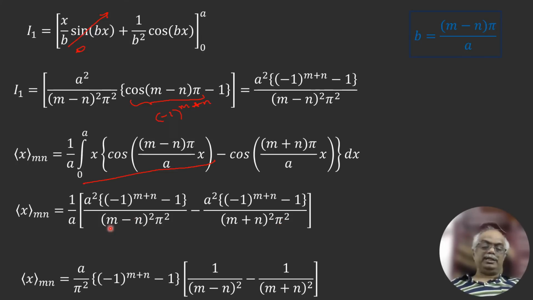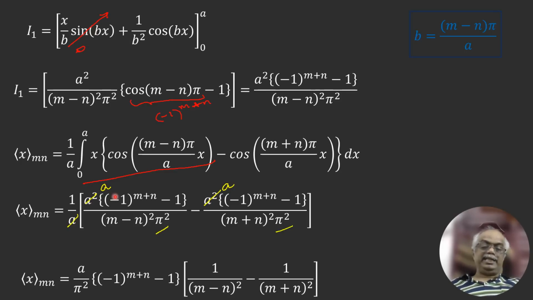Now you take this a squared out. In both terms we have a squared. So we can cancel this a with the a squared, and it simply becomes a. Here also it is simply a. In both terms you have pi squared as common.